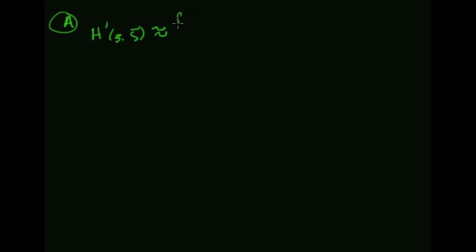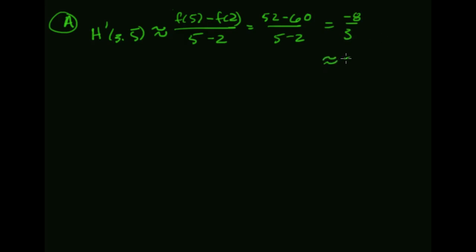f of 5 minus f of 2 over 5 minus 2. f of 5 is 52. f of 2 is 60, over 5 minus 2, is negative 8 over 3, which can be listed as negative 2.666 degrees Celsius per minute. That is our average rate of change at 3.5. All right, so let's look at B.